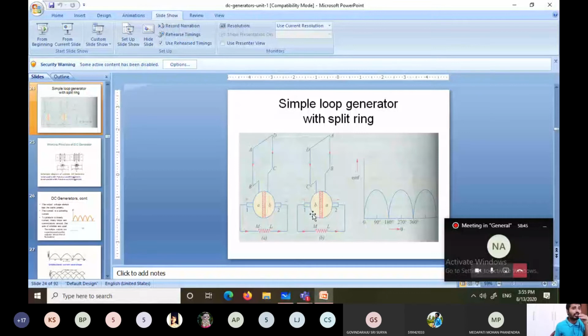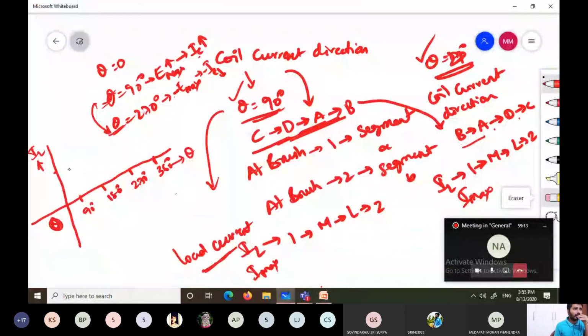Due to the rotation of the commutator, you can observe from figure A to B that the segments are interchanged. That is the observation. So due to the rotation of the commutator, the current is not reversed in the load. That's why you are getting a same direction current in the load. So at 90 degrees you are getting the load current as maximum. This is the maximum point, IL max. At 270 you are also having a maximum value.